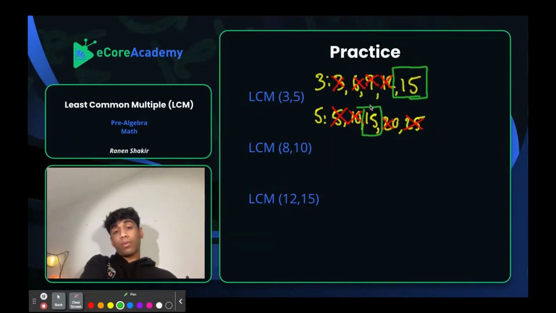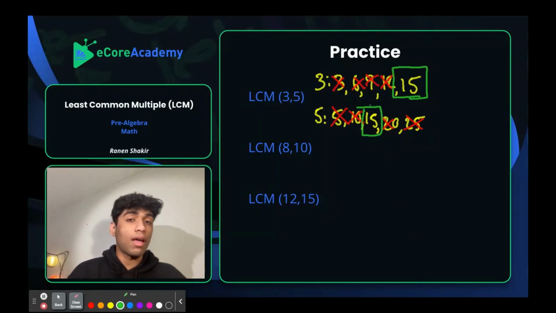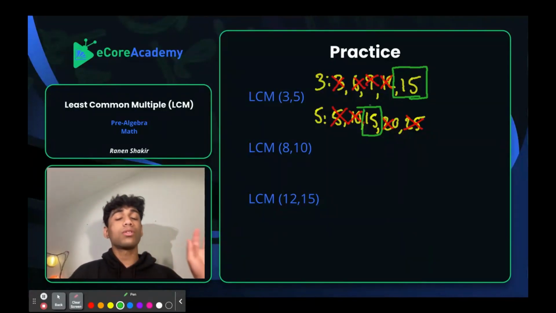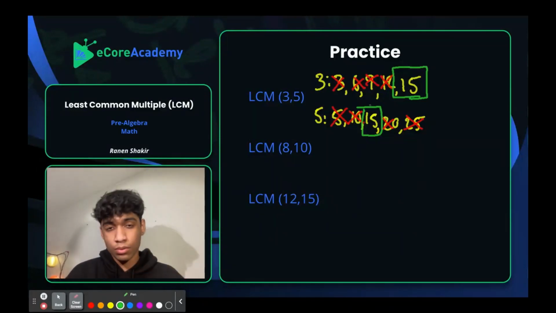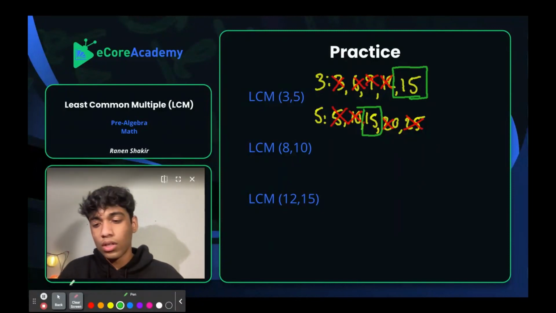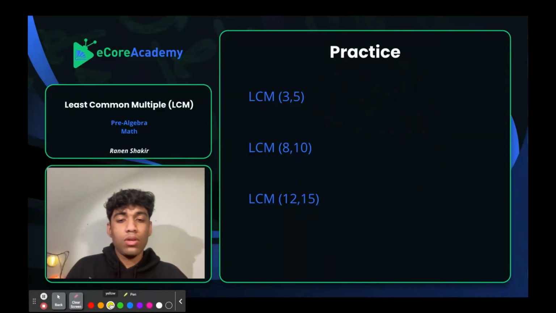Now, if we keep going, we can later see that 5 and 3 also share 45 and 75, but those are shared multiples. This is the least common multiple. So this is how we know it's the smallest number that both of the numbers can go into. So let's do the next one, and then you can do the last one on your own.